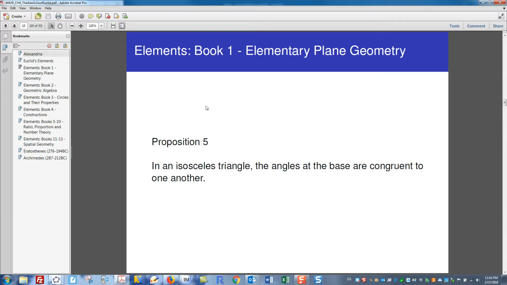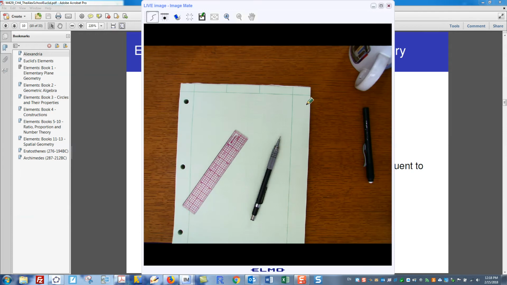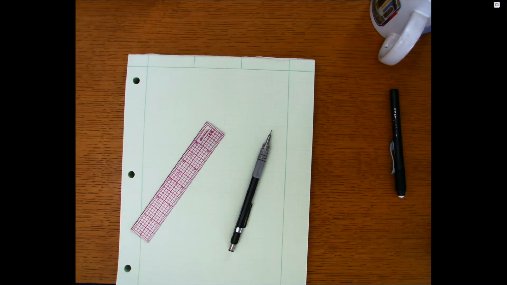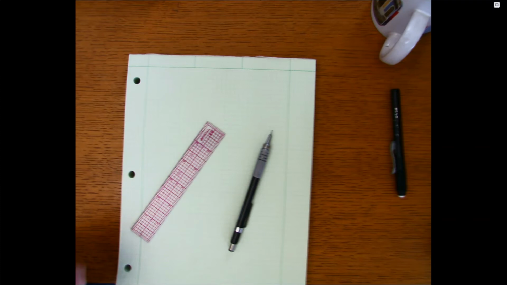So we should probably do a few of these propositions that are in Euclid's Elements. So let's take a look at proposition number 5. Each one of the proofs or statements is offered as a proposition, and then a proof is provided for each one of those. So in proposition 5, we have an isosceles triangle, and the angles at the base are congruent to one another. Okay, so let's switch over now to desktop view and take a look at how Euclid proved this particular proposition.